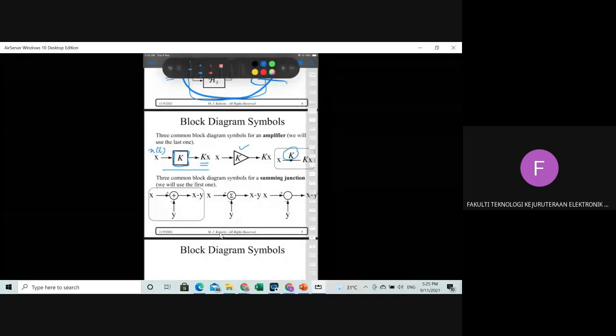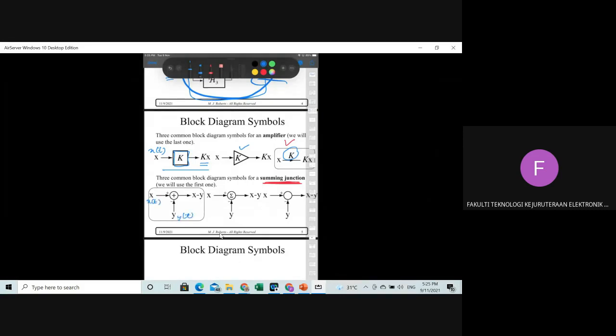In your textbook, if you have Roberts' textbook, they will use the last one, the one in the square, for the amplifier. And then the common symbol for the summing junction. Let's say you want to do addition between two signals, so you have signal x(t) here and y(t) here, and this is what we call a summing junction.